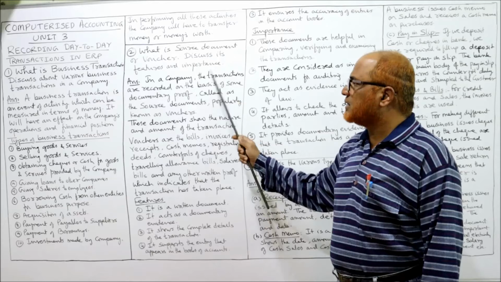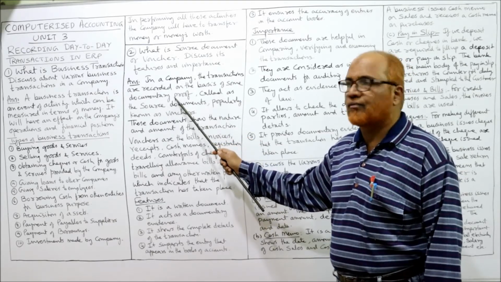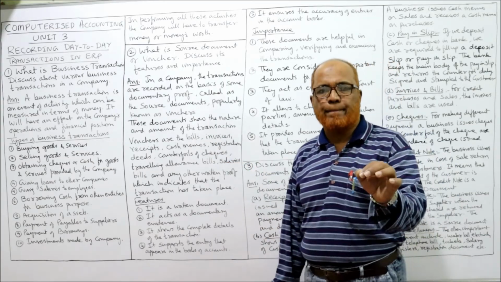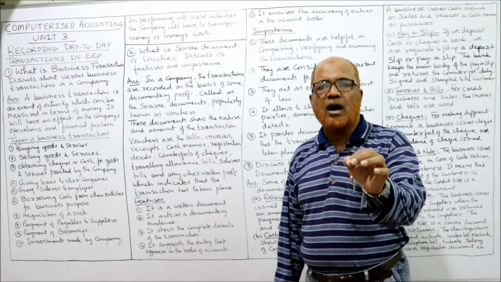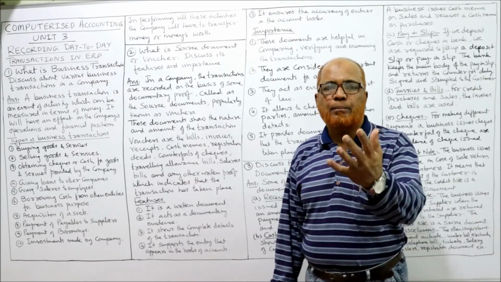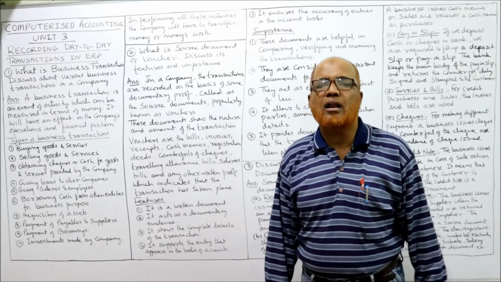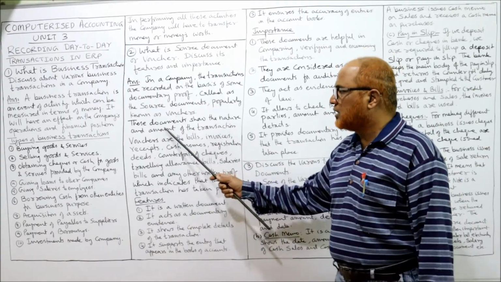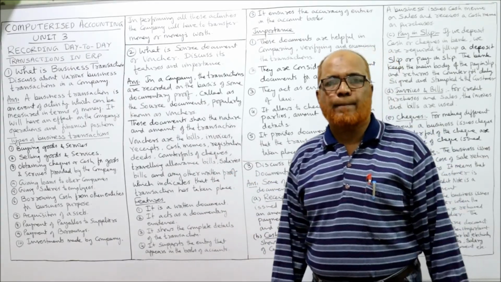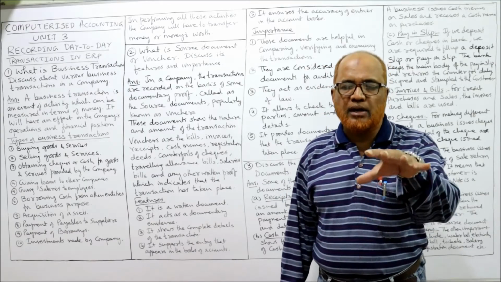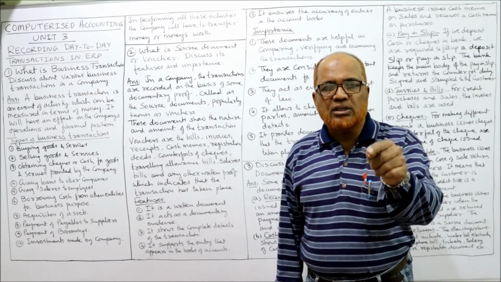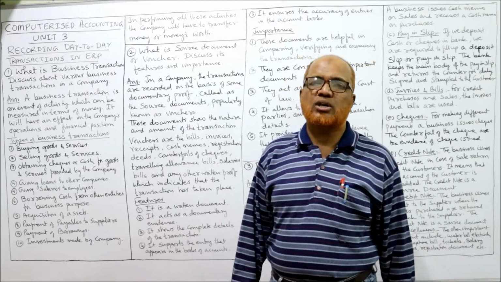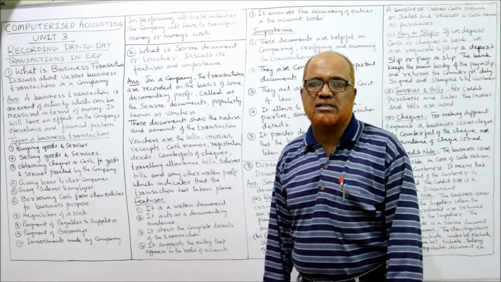First of all, in a company, the transactions are recorded on the basis of documentary proof called source documents, or popularly known as vouchers. The first definition: the source documents are the documentary proof on the basis of which the transactions are recorded, and popularly these source documents are called vouchers. These documents show the nature and amount of the transaction. On the basis of this documentary proof, we are entering the transaction. So this documentary proof will show what is the nature of the transaction and how much is the amount involved in the transaction.